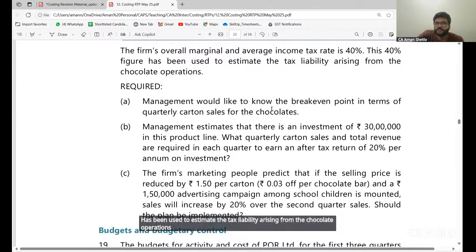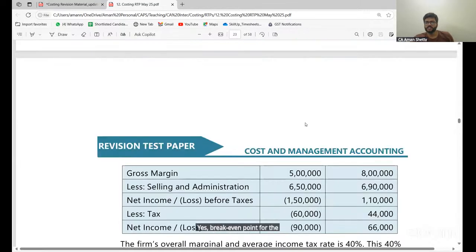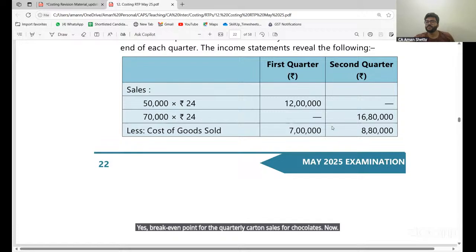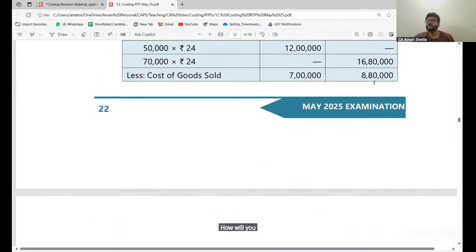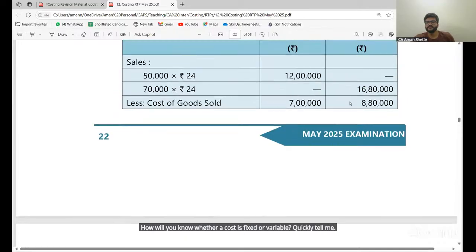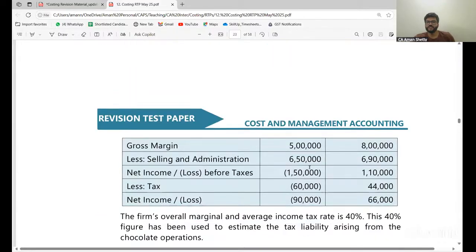Required: management would like to know the break-even point in terms of quarterly carton sales for the chocolates. Now, how will you find out? All of you concentrate now. How will you know whether a cost is fixed or variable? Quickly tell me. How will you know if a cost is fixed or variable?